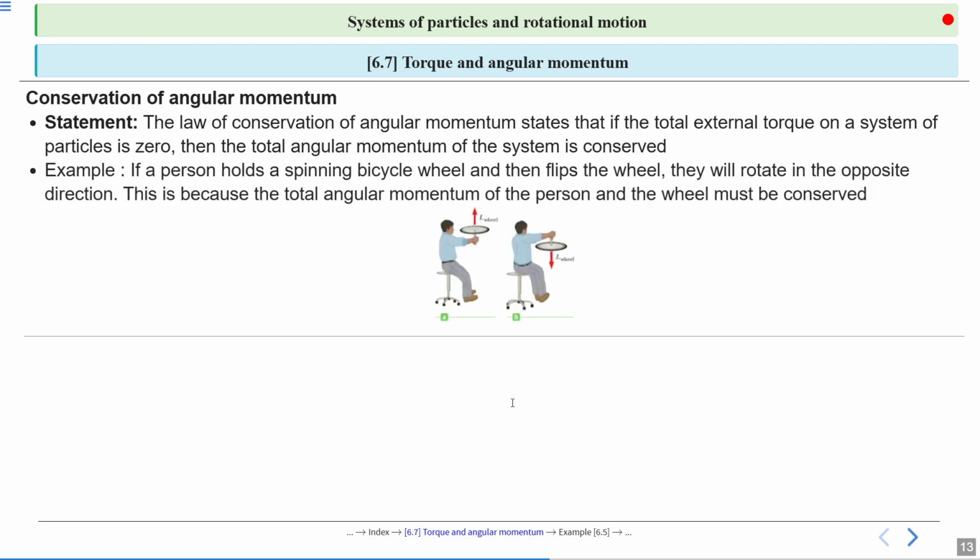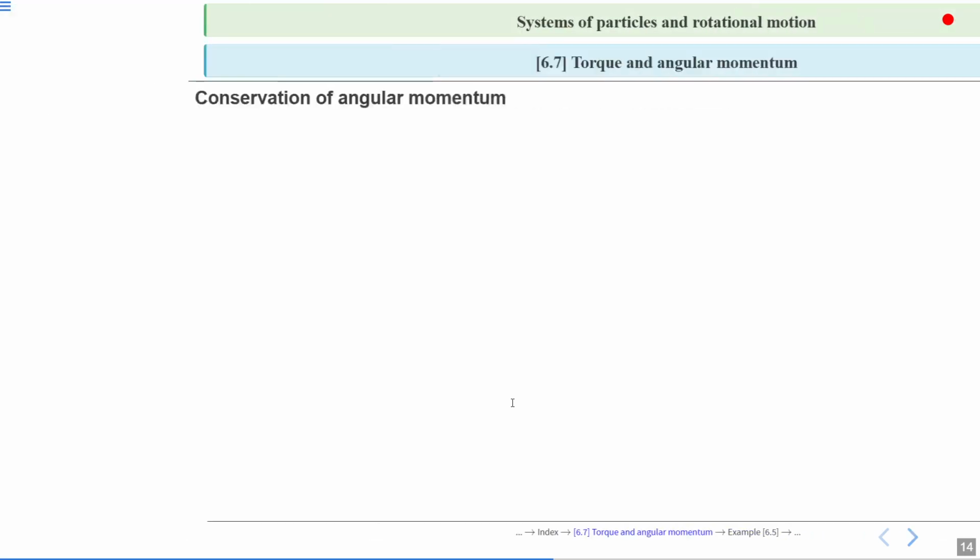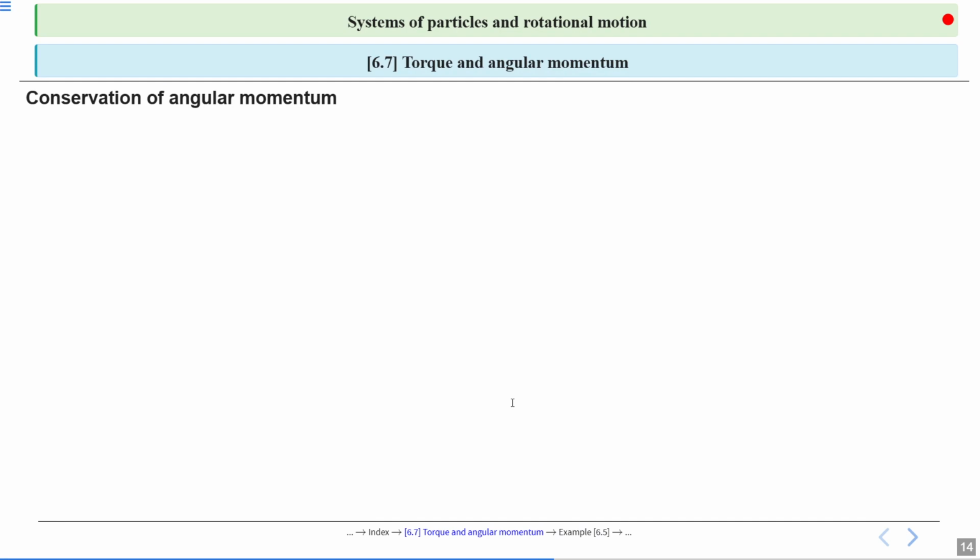So let's see an example. If a person holds a spinning vehicle wheel and then flips the wheel, they will rotate in the opposite direction. This is because the total angular momentum of the person and the wheel must be conserved. So this is an example of angular momentum conservation. All right.